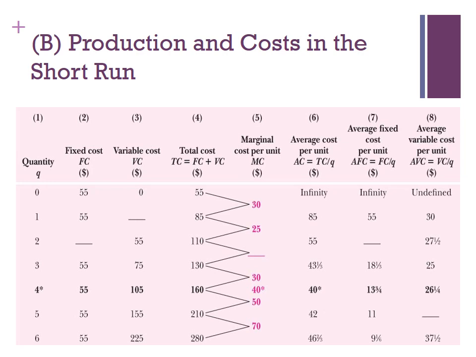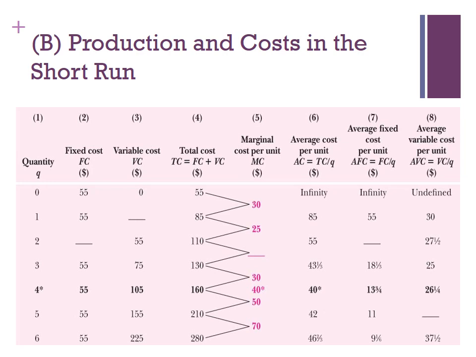Now, what about this number? 130 minus 110 equals 20, divided by 3 minus 2 equals 1, so 20 divided by 1 equals 20. So the missing figure here is what? The missing figure here is $20, and so on, 30, 40, 50, and 70.